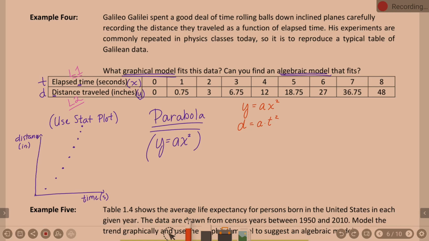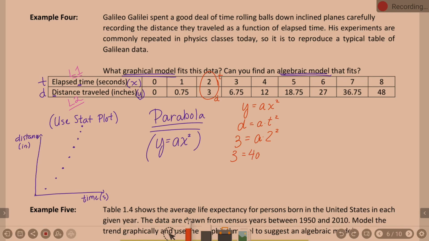what's a good ordered pair we could use to find our a? (0, 0). I have to disagree with (0, 0). (2, 3). I like (2, 3). I'm okay with any ordered pair except (0, 0), because (0, 0) is going to work for any parabola. We need something specific to this parabola. So let's put in (2, 3). That means 2 is going in for t, and 3 is going in for d. So 3 equals a times 2 squared. 2 squared is 4, times a is 4a.